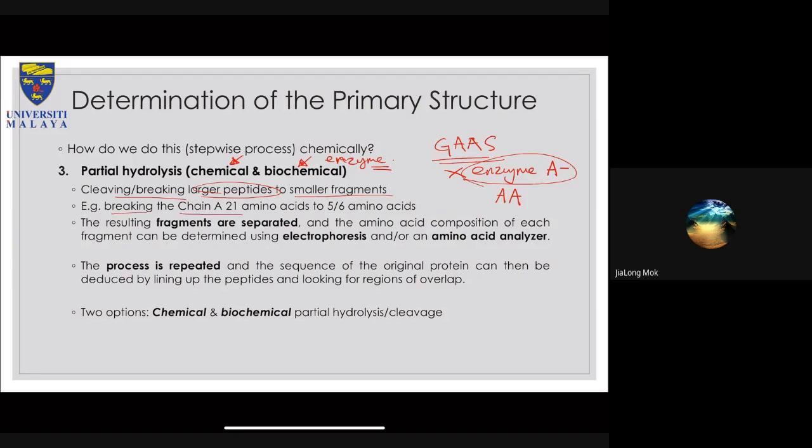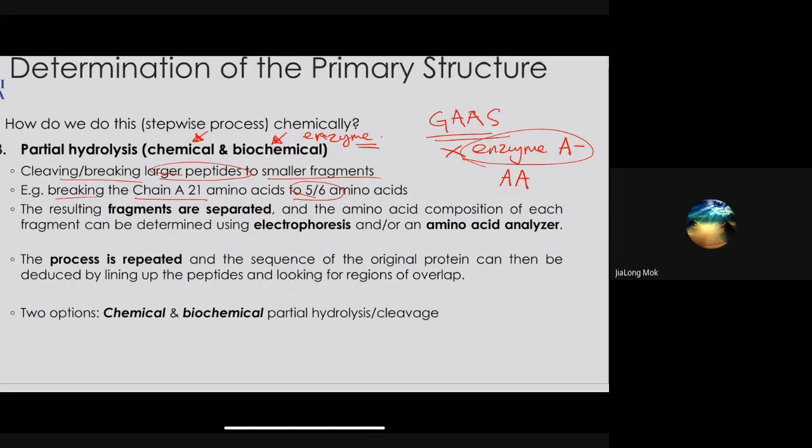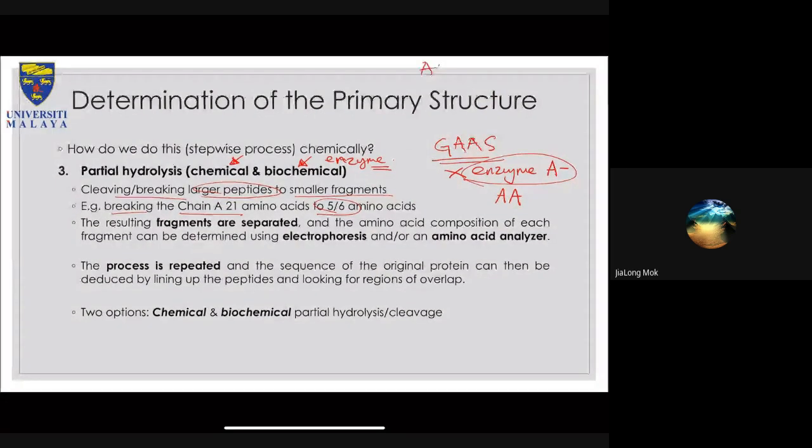So what we'll use here is, for example, if you have chain A of the insulin, which has 21 amino acids, you want to break it down into segments of about 5 or 6 amino acids, so that towards the end of the day, it will be easier for you to analyze using not just HPLC. Because with HPLC, you need to know the sequence. For example, a triple alanine will have a different retention time than two alanines with a serine attached to it.